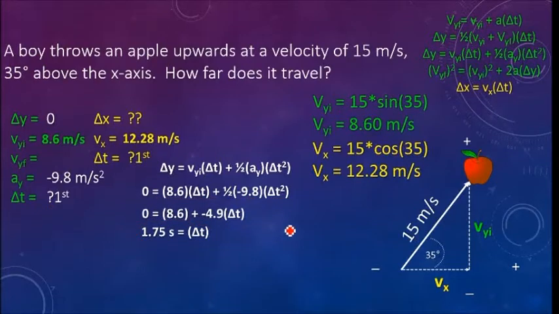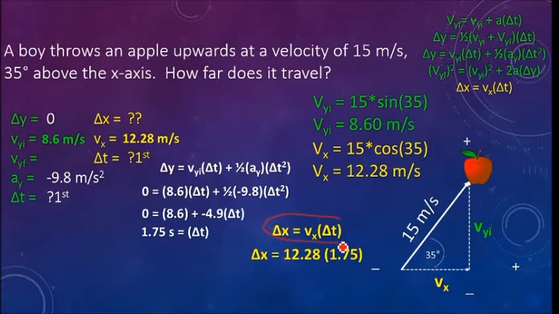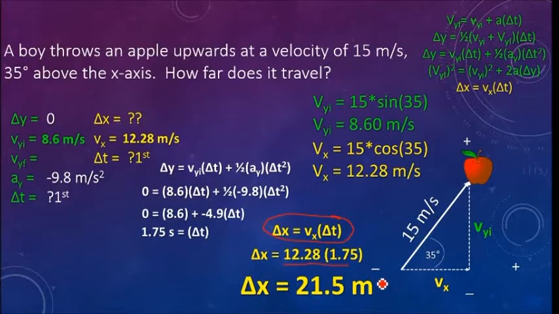All right, so we're going to take the 1.75 seconds, plug it into our x projectile motion formula. It's the only formula we use in the x direction. We plug that in, and we get, boom, 21.5 meters. That is how far the apple flies until it hits the ground again. All right.